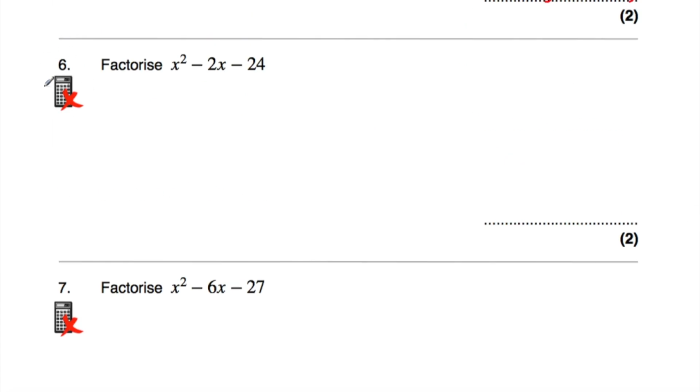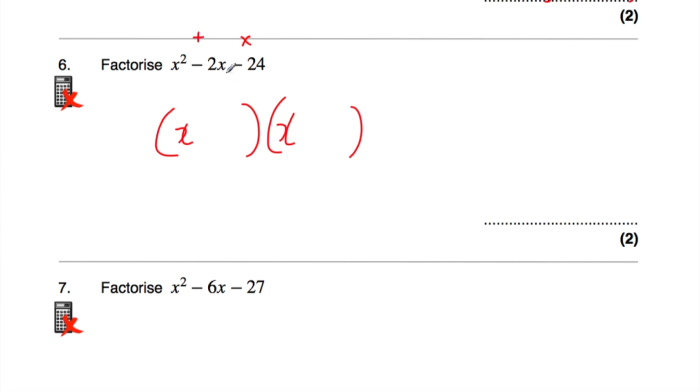Okay, let's have a look at our next question, question number 6. We've been asked to factorize x squared, subtract 2x, subtract 24. So again, it's a quadratic in the form of x squared plus bx plus c. So let's put our brackets down. And because it's x squared, let's put x's at the front of both brackets. And we want two numbers that will times together to be negative 24 and add together to be negative 2.